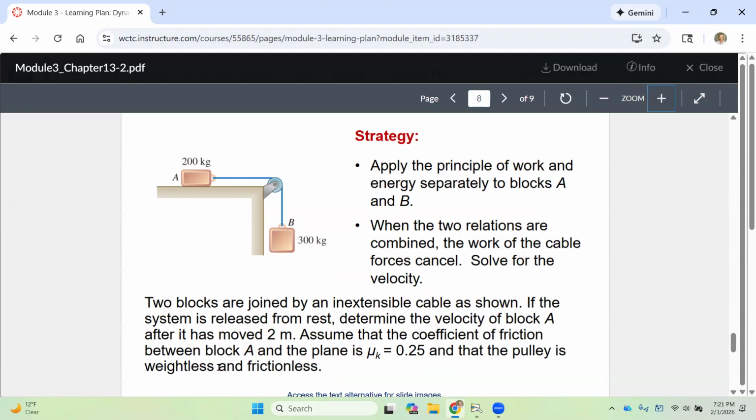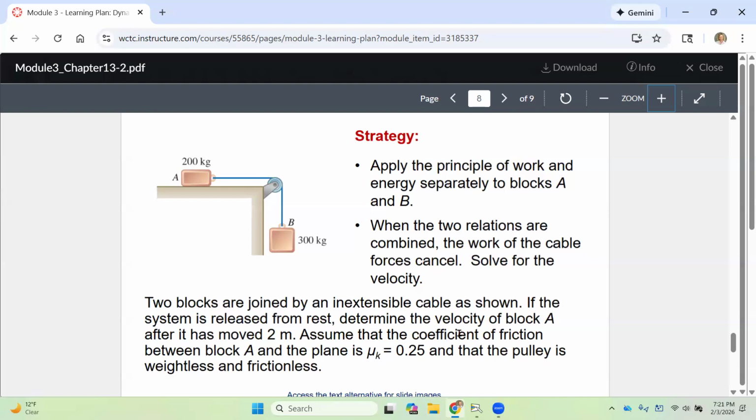Assume that the coefficient of friction between block A and the plane is 0.25 and the pulley is weightless and frictionless. That's this right here, okay? So as you can see here, B is a 300 kilogram block, A is a 200 kilogram block. So as you can imagine, B is going to go down and A is going to slide to the right. Okay. So again, we want to determine the velocity of block A after it moves 2 meters.